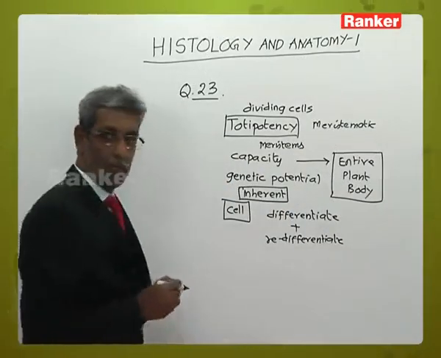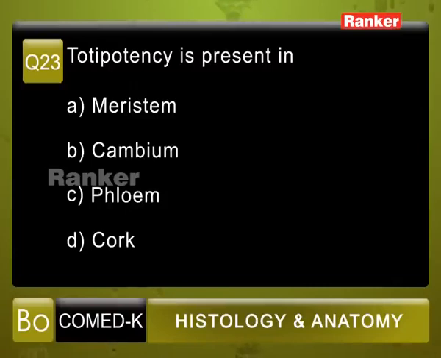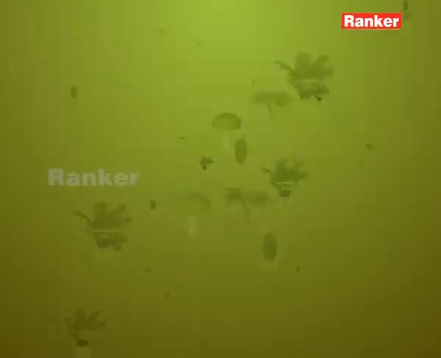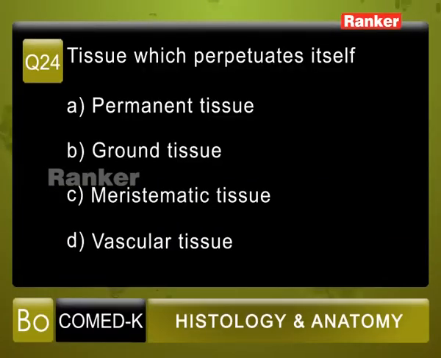The answer is among A. meristem, B. cambium, C. phloem and D. cork. The answer is meristems, that is A. Question number 24. The tissue which perpetuates itself: A. permanent tissue, B. ground tissue, C. meristematic tissue, D. vascular tissue.